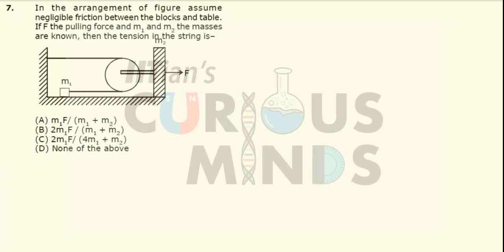In the arrangement of the figure, assume negligible friction acts between the block and the table, and the masses m1 and m2 are attached with the help of a certain part. Okay, over here, now let us consider the mass m2. Let us see the forces on m2.